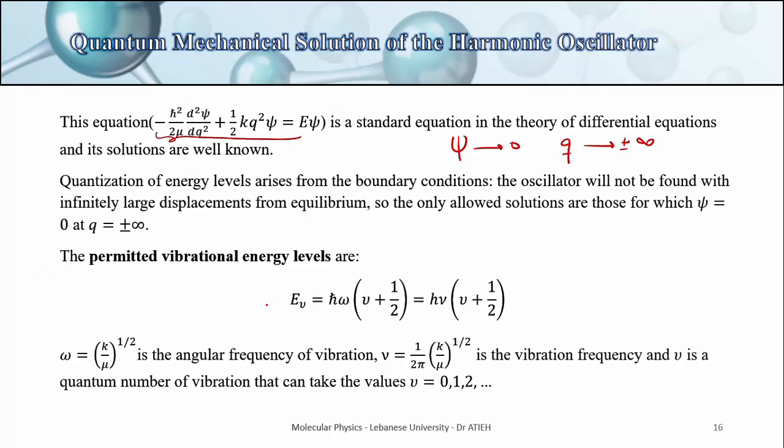The eigenvalues, or the permitted vibrational energy levels, were found to be E nu is equal to h bar omega (nu plus half), which equals h nu (nu plus half). Please pay attention, there are two symbols for nu. This one represents the vibrational frequency of the bond, the vibrational frequency of oscillations. And this one is a quantum number. It can take the values 0, 1, 2, etc. Omega is the angular frequency of vibration. H is Planck's constant. H bar is equal to h over 2 pi, and for sure omega equals 2 pi nu.